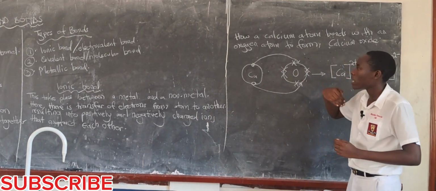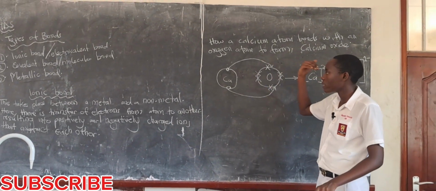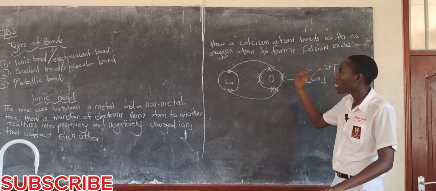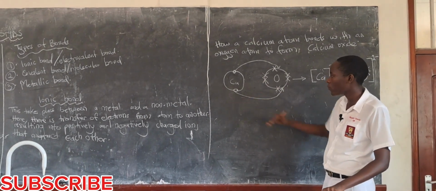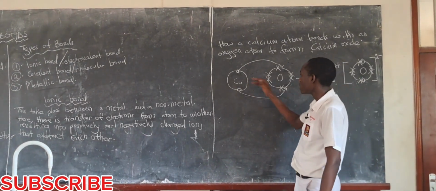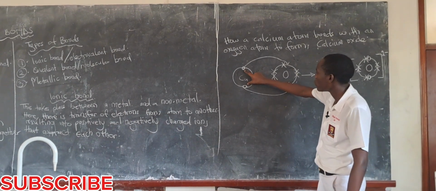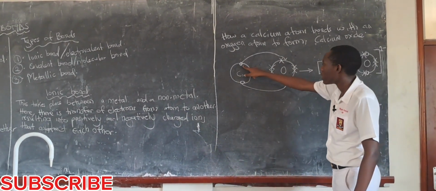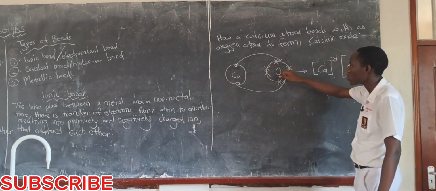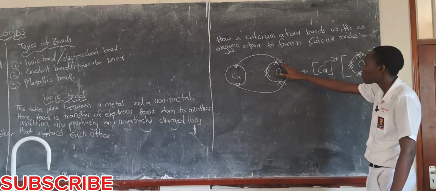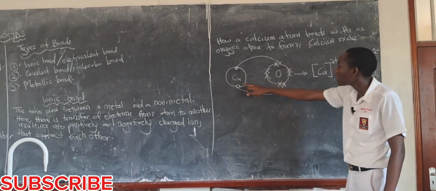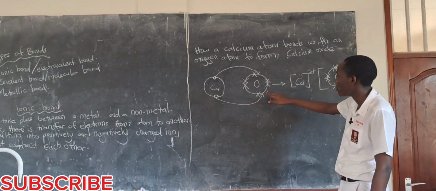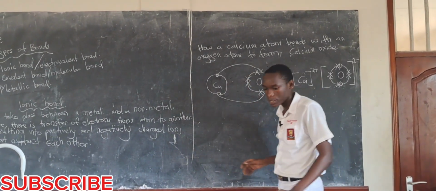What happens? We know that when metals are reacting with other elements, they lose electrons because they have less than 4 electrons in their last energy shell. Therefore, a calcium atom will donate 2 electrons to the oxygen atom. As you can see here, these arrows are showing an electron transfer. This electron is going to be donated to the oxygen atom. Then this other second electron will also be donated to the oxygen atom, leaving a calcium atom.